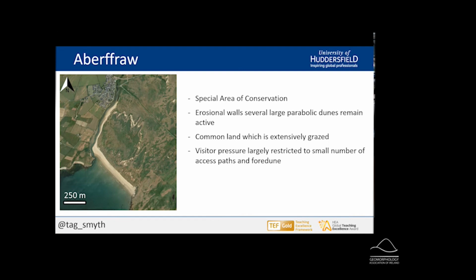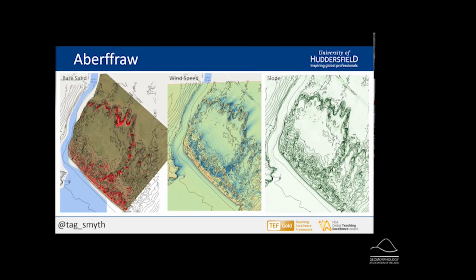And again, quite like Ainsdale dunes, the visitor pressure is largely restricted to access paths in the foredune. So we see people enter from the village here, they walk along the river and onto the beach. There isn't actually that much access paths and anthropogenic activity in the sand dunes themselves. Aberfrau, when we did that measuring of the sand dunes, so when we classified it, again, very similar story. Mostly that bare sand is at the foredune and again on the erosional walls of the parabolic dune.